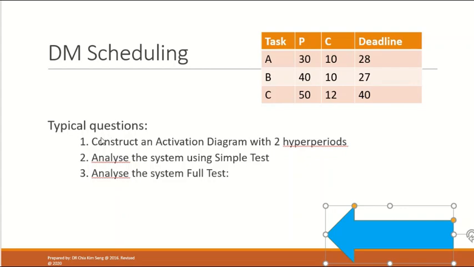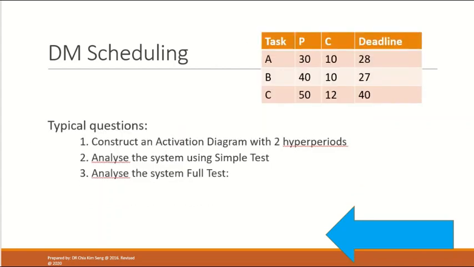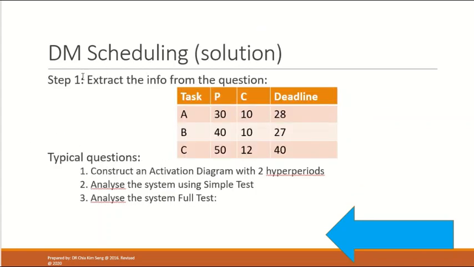Typically, first of all, you of course need to have your activation diagram with one or two hyperperiods. Since we already extracted the information into a table, the second step should be what you are going to schedule, am I correct?